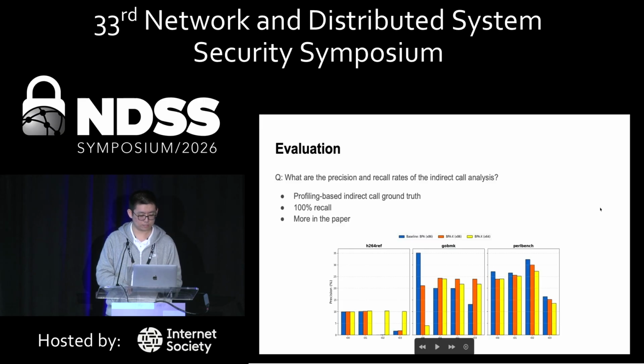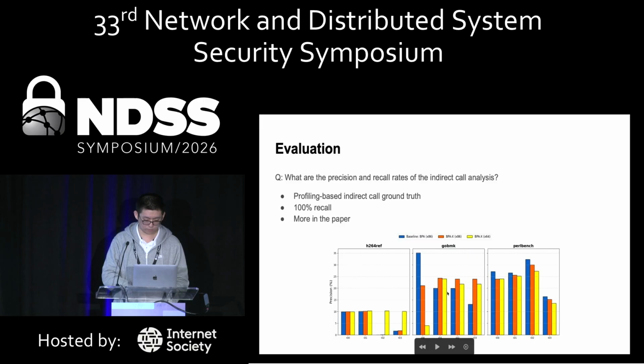Next question is, what are the precision and recall rates of indirect call analysis? We use the profiling-based indirect call ground truths, and we have checked the results on the SPEC benchmark and 5 other real-world binaries. We have confirmed that it's a 100% recall rate. And this figure shows the precision.